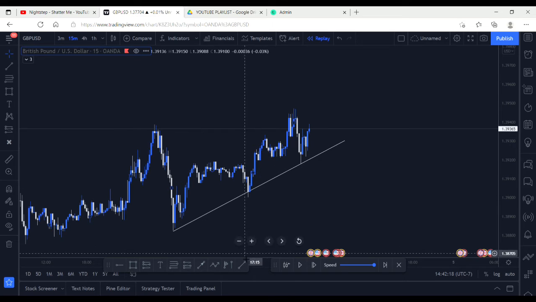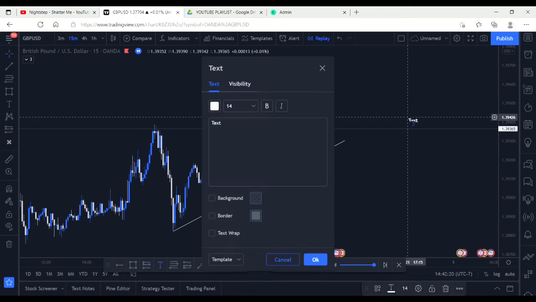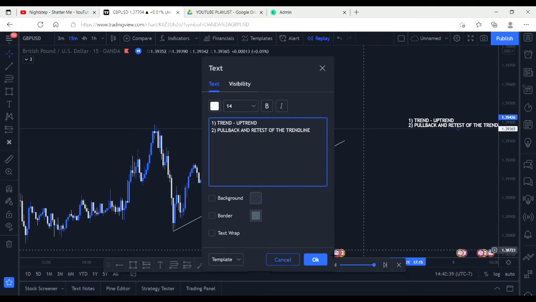So now, using our text tool, trend, it's in an uptrend. Number 2, pull back and retest of the trend line. So this is where we wait for a retest.